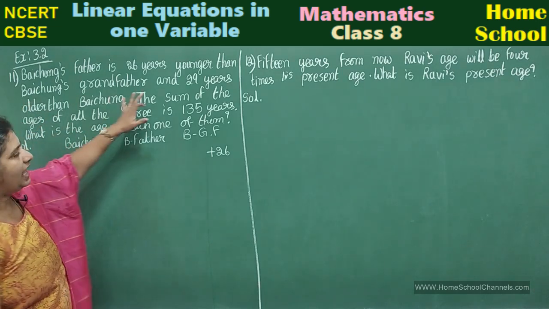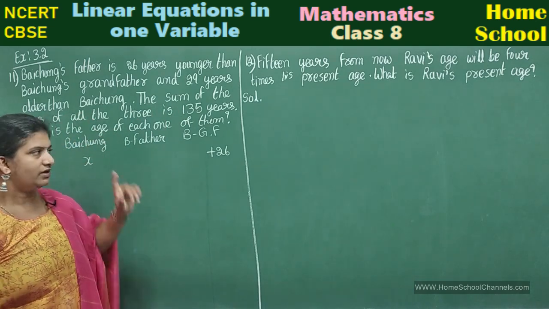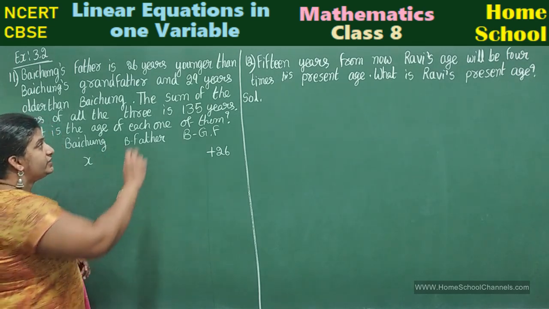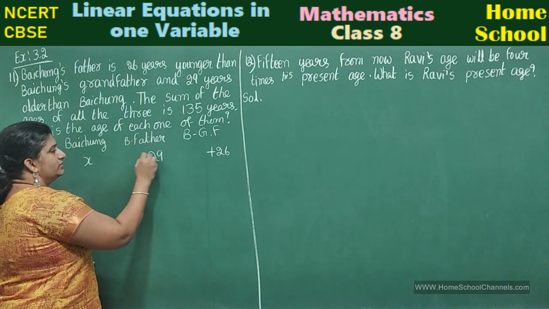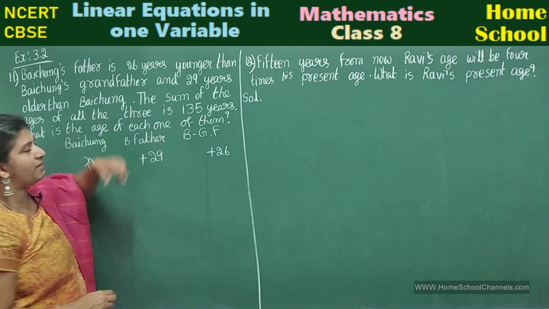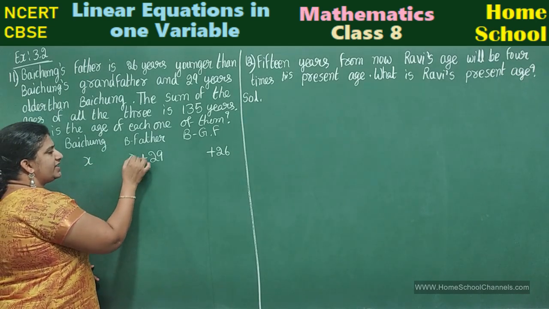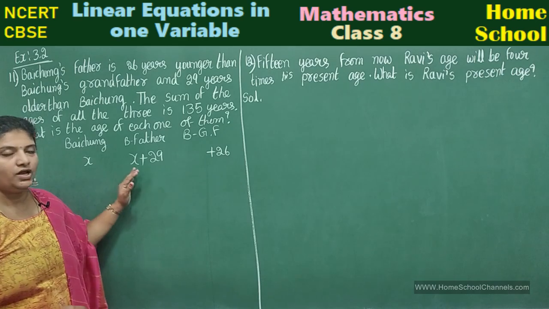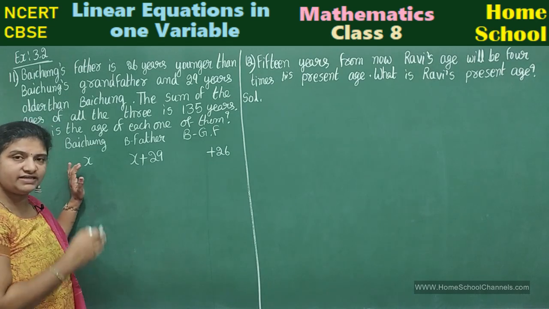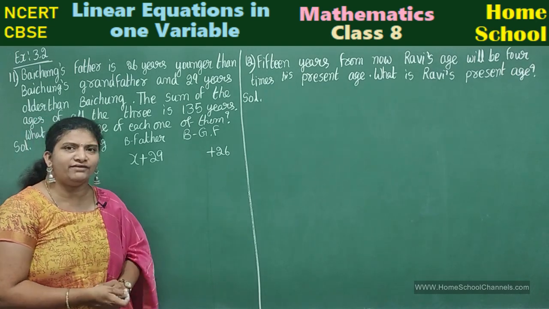Next point. And 29 years older than Bai Cheng. We are talking about Bai Cheng's father only. Bai Cheng's father is 29 years older than Bai Cheng. Bai Cheng's age, let us assume X. Then father age, X plus 29. Now Bai Cheng's age and Bai Cheng's father age we know. Let us assume Bai Cheng's age is X. His father age is X plus 29. Then what about his grandfather?